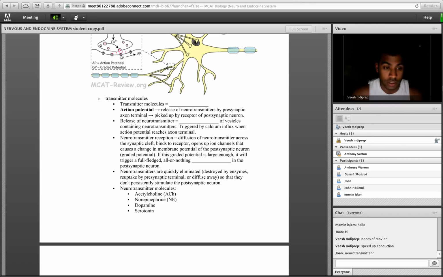Also, neurotransmitters are quickly eliminated from the synapse. They're taken up by the presynaptic terminal, or they diffuse away and are destroyed by enzymes, so that they're not persistently stimulating the postsynaptic neuron. One example is cocaine. Cocaine blocks reuptake, and because of that, your neurotransmitters are stuck in the synapse and keep getting received by the dendrites. They're not reuptaken, so the signals just keep on going, and that's why it's pretty much a super stimulant.